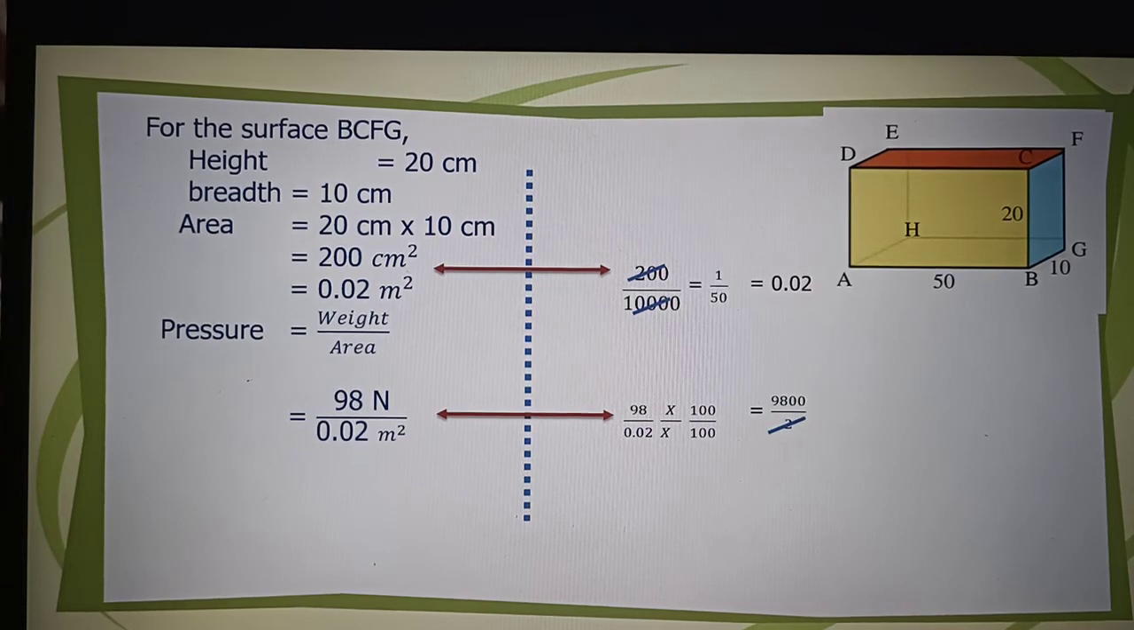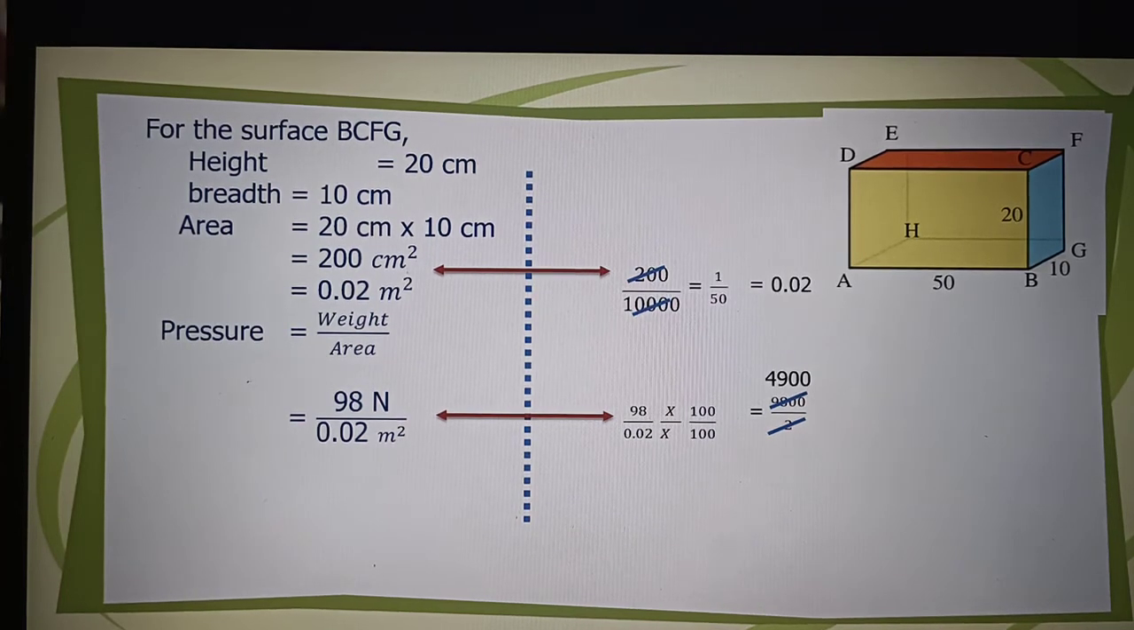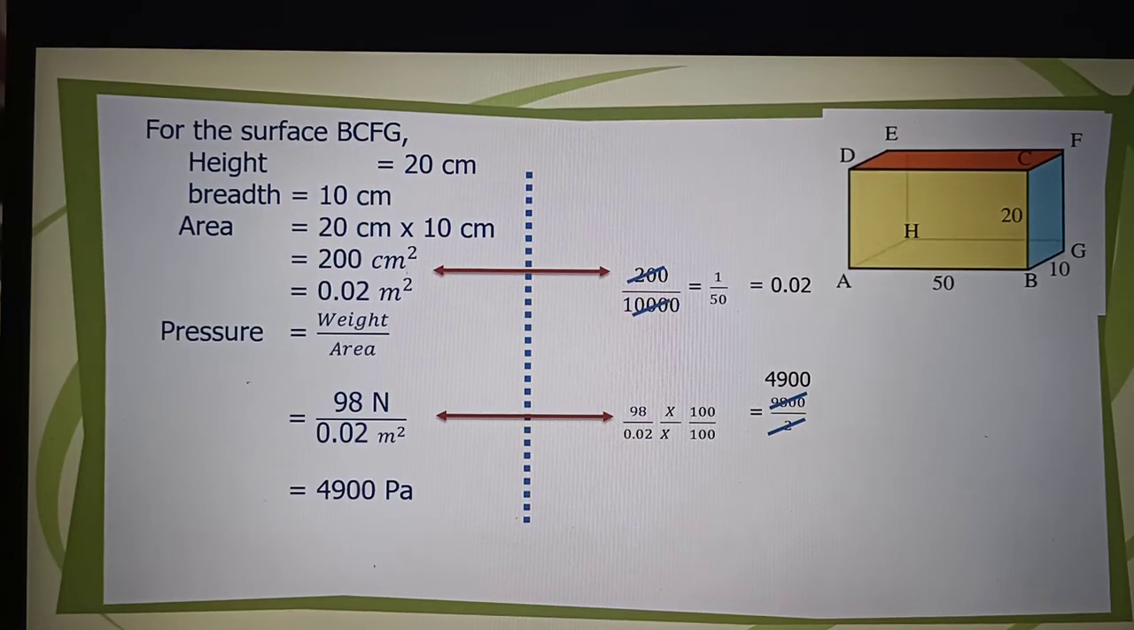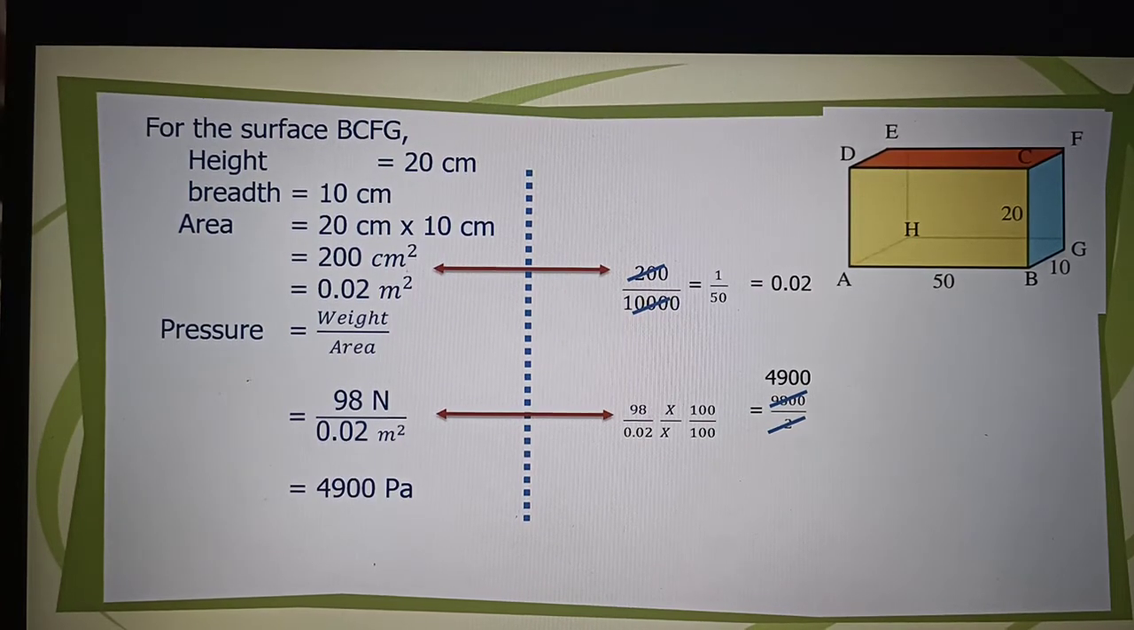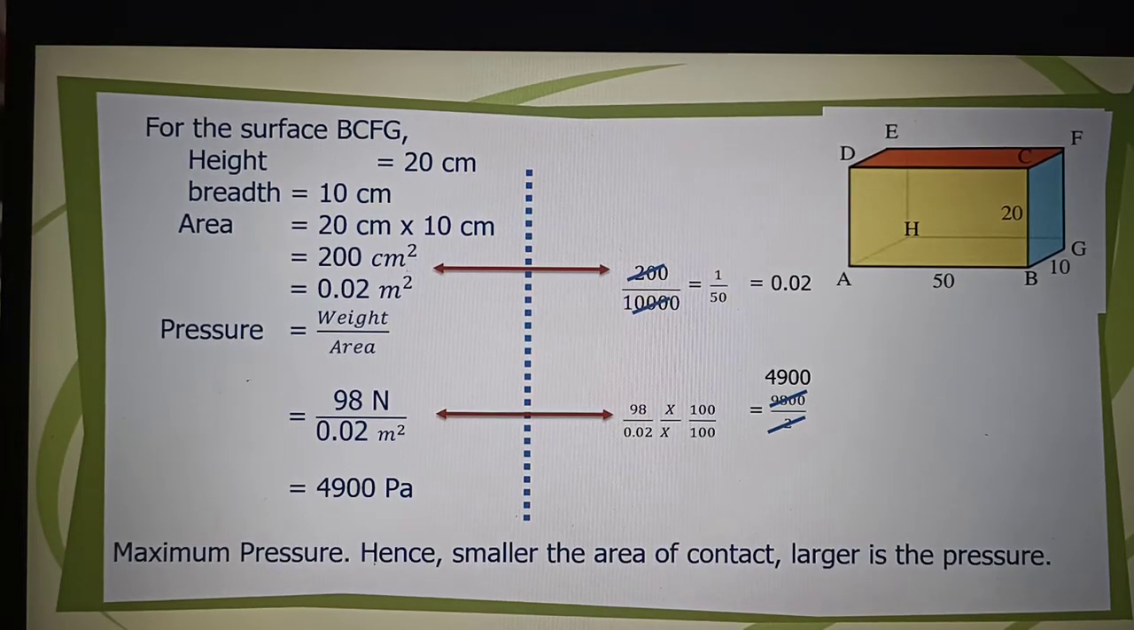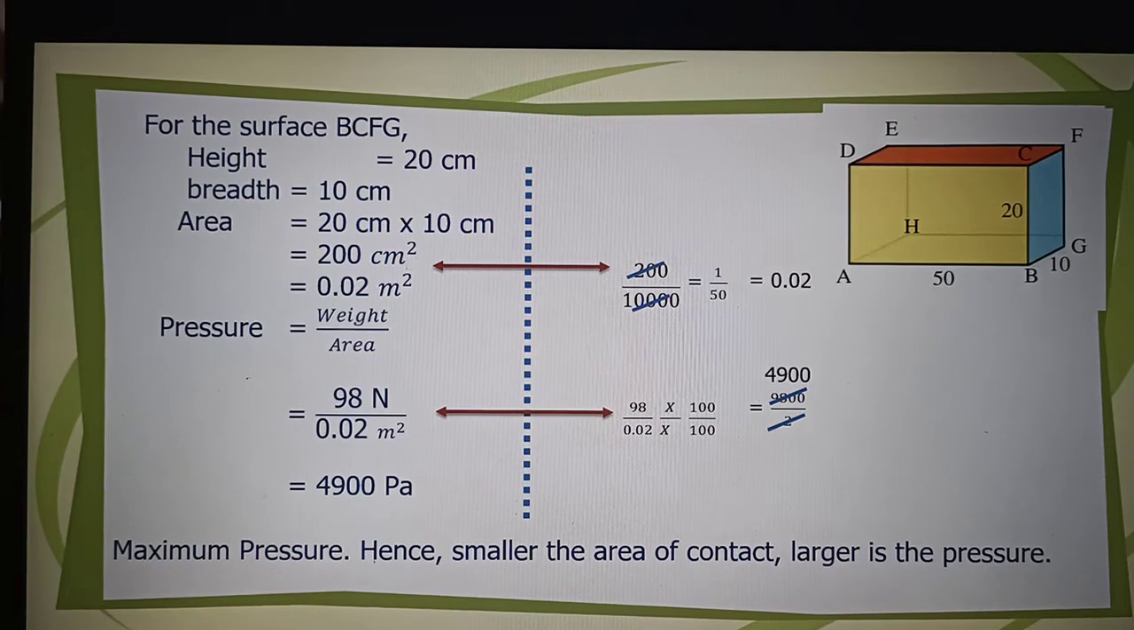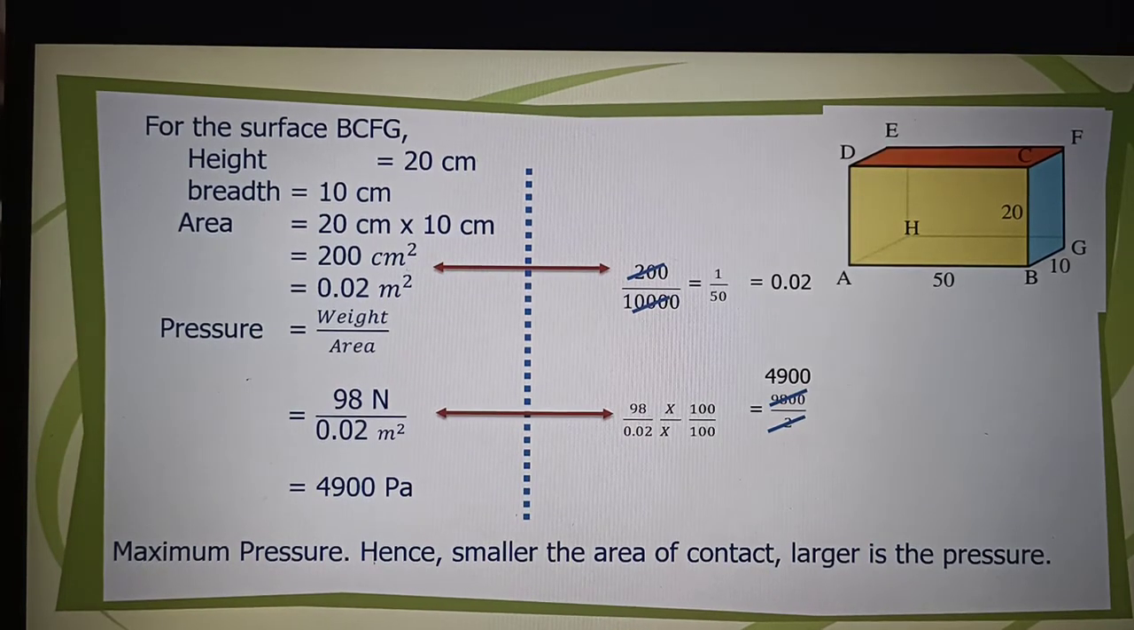So now these two numbers are common on 2 table. So how many times 2 in 9800? That is 4900 times. Finally the answer is 4900 Pascal. This is the maximum pressure. Hence, smaller the area of contact, larger is the pressure.